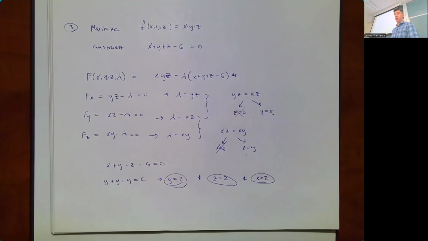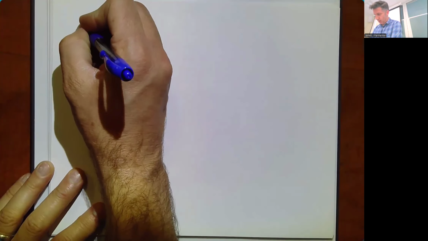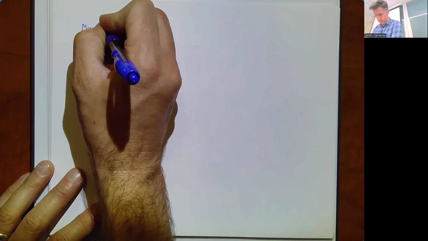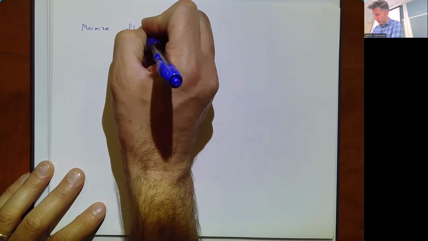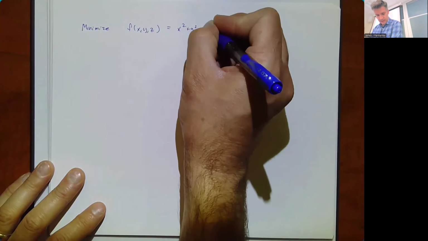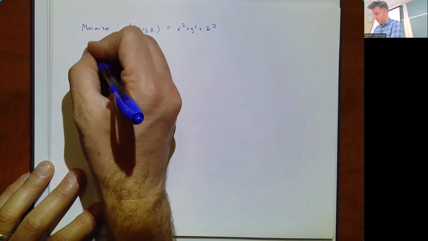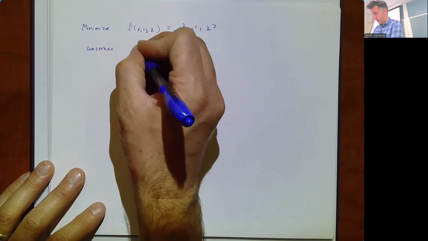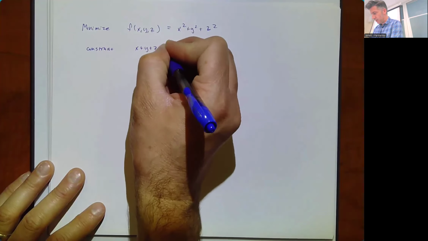And that's a pretty common occurrence. So we'll look at another example that has the same kind of trait, but we're not going to work through it. I'm going to give you one that you should work through on your own. So let's look at this one here. We want to minimize f of x comma y comma z equal to x squared plus y squared plus z squared with the constraint of x plus y plus z equal to 1.